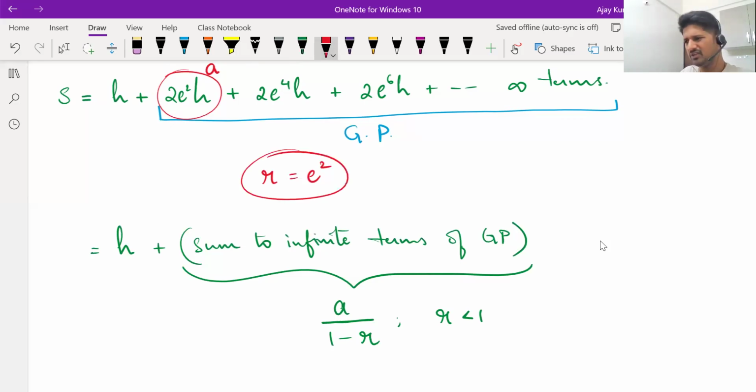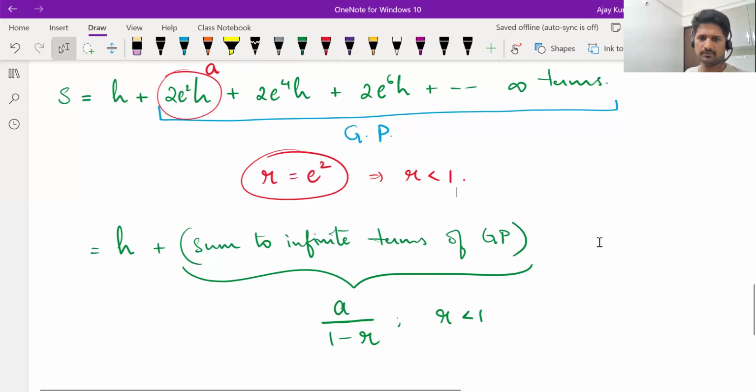R is e square. We know e is a number between 0 and 1. So if e is between 0 and 1, e square will also be between 0 and 1. So you can say that the common ratio here is less than 1. So this can be used.